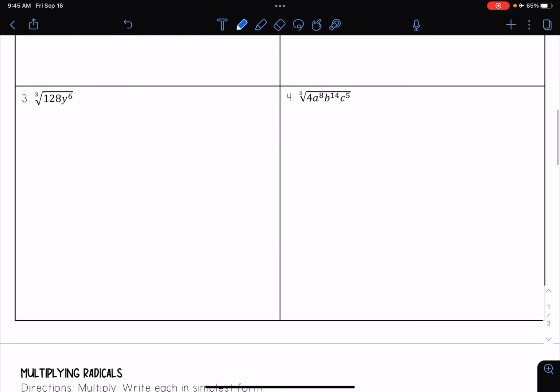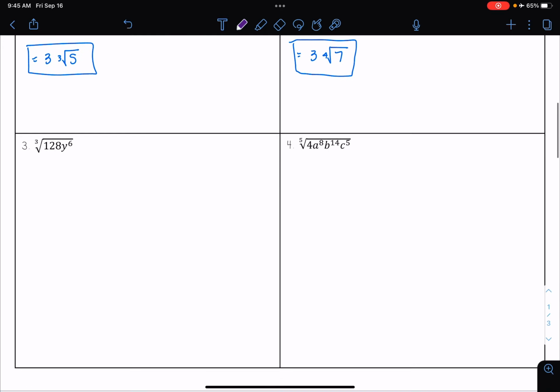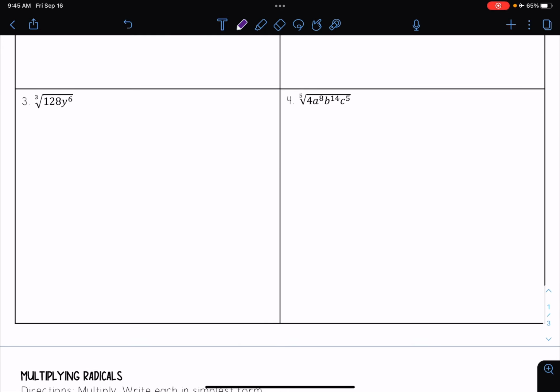Okay, now 3 and 4, I have some variables that are in there. So number 3, I have the cubed root of 128y to the 6. So here my index is 3, so I'm looking to find triples of something. So I'm going to first go ahead and break down this 128. So 128, I know 2 can go in there because that is an even number. And if I do 128 divided by 2, I get 64.